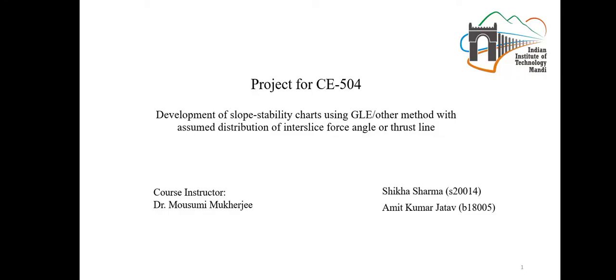Hello everyone. Today I am going to give a presentation on the course project: Development of Slope Stability Chart using GLE or any other method. So we are carrying out analysis using the Morgenstern-Price method, assuming a distribution of interslice force angle and thrust line. Morgenstern-Price is a general method of slices developed on the basis of limit equilibrium. It satisfies equilibrium of forces and moments acting on the individual blocks.